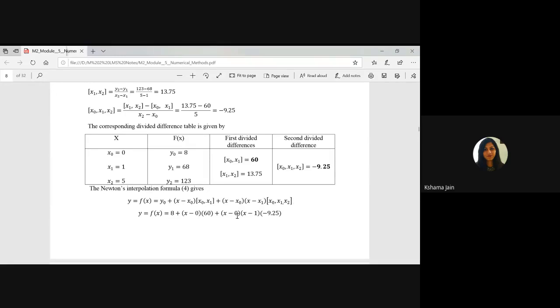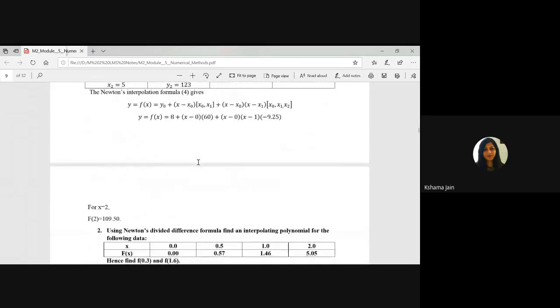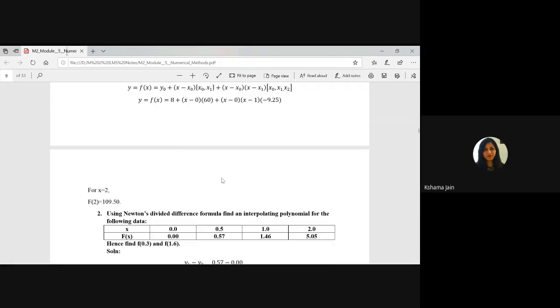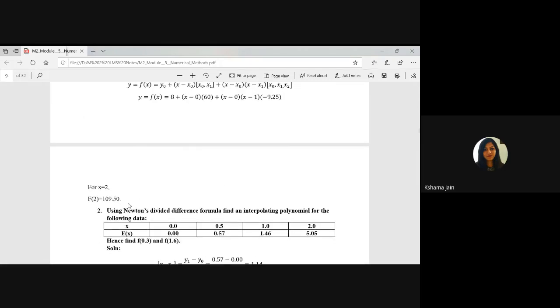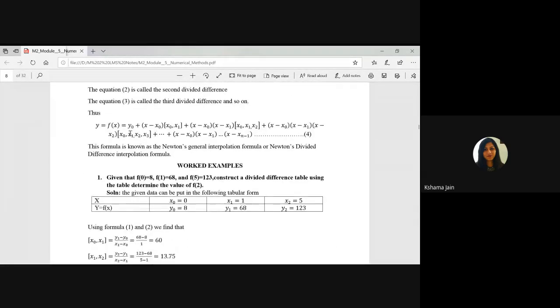Now all the values are here with you. Y0 is the initial value, meaning 8. X is where the value is to be found out. They are asking for 2. So x is here 2. In the last they are putting, I think, x equal to 2. But here also you can put x equal to 2. X0 is 0. [x0, x1] is 60. Like this, they have put each value and we got the value of f(2). That's it. Very easy. Formula based completely. Just the difficult thing is to remember this formula. Okay. Y0 plus (x minus x0)[x0, x1] plus like this. You need to remember this formula.